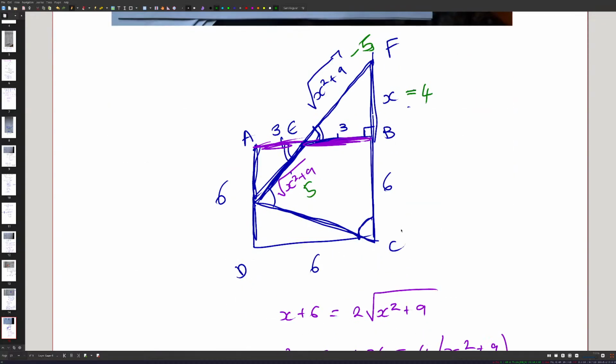Then what were they actually asking us for? The area of this thing over here. So that's going to be the area of the square minus this triangle minus this triangle. But unless there's an easy way to get the height of this triangle, that looks like it might need trig, which I don't want to do.